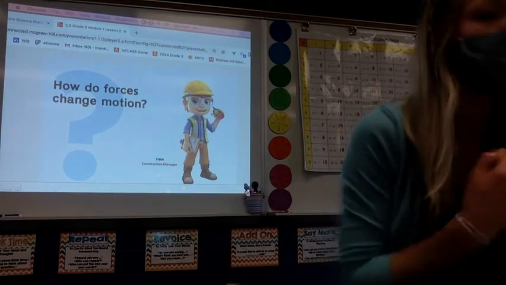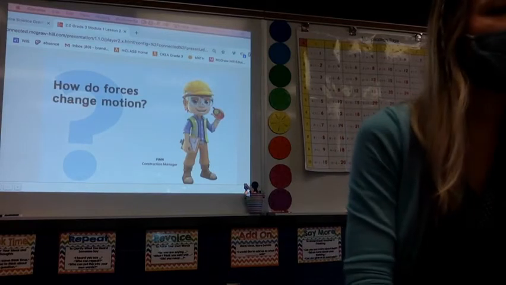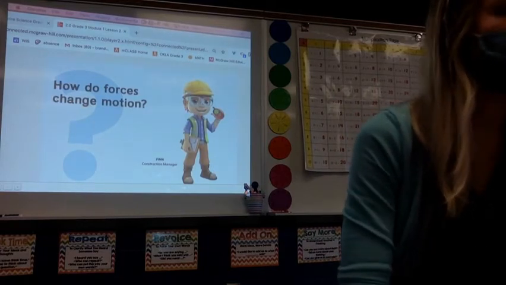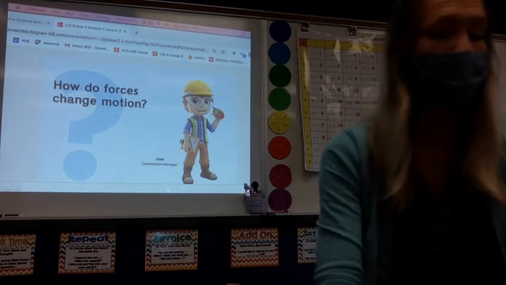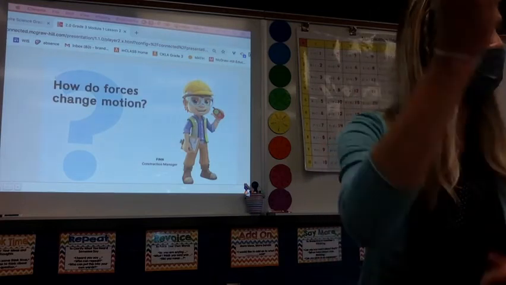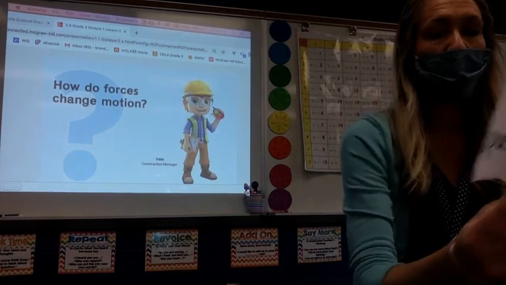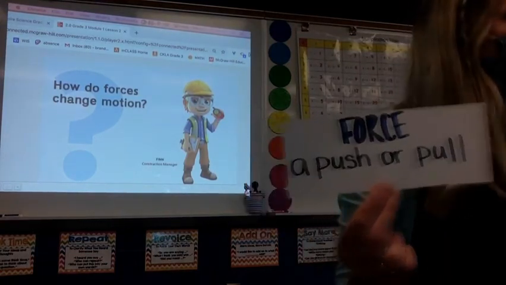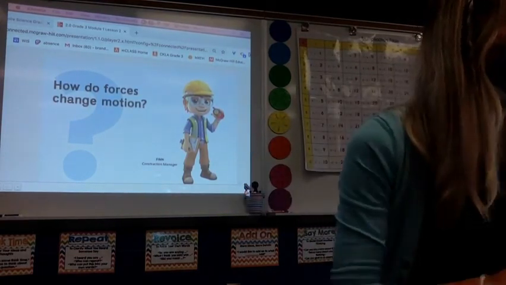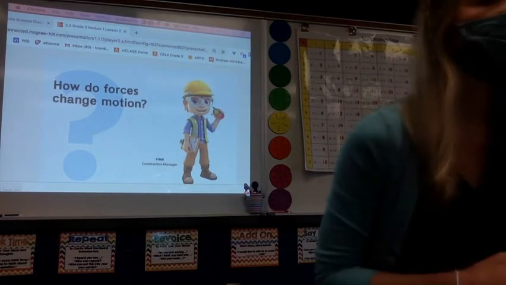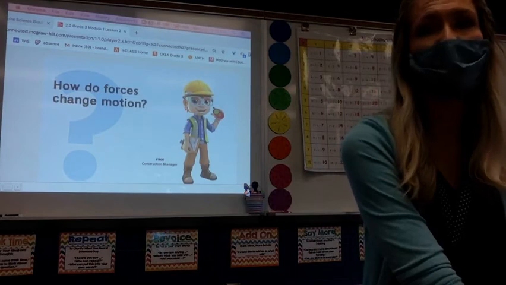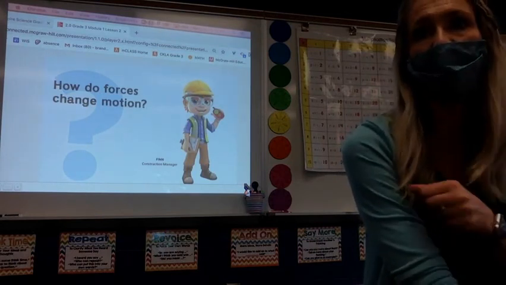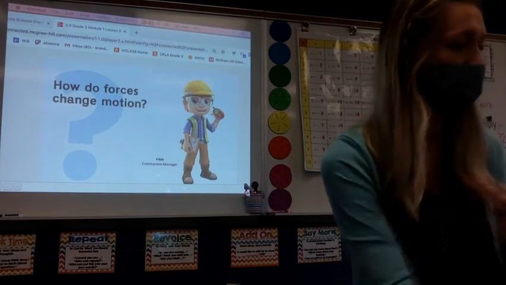You have one more question to answer: how do forces change motion? I want you to take your own prediction and write it down, using what we know, that a force is a push or a pull. Knowing that, how can a force change motion? We know that motion is the change in position of an object. Just do a quick jot down. Write it down, and we'll do a turn and share after. Okay?